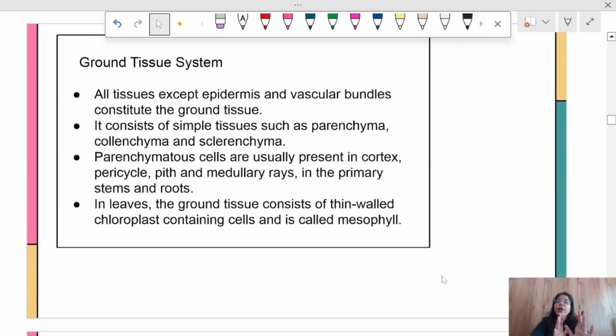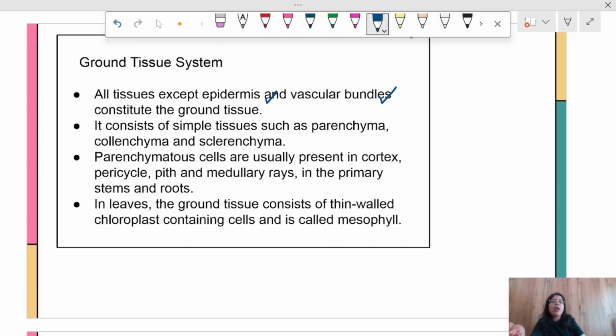What's the meaning of ground tissue system? I just told you, ground tissue system is everything except the epidermal tissue system and the vascular tissue system. So all the tissues except epidermis and vascular bundles constitute the ground tissue system. If you leave out the vascular tissue system and the epidermal tissue system, everything else is ground tissue system.